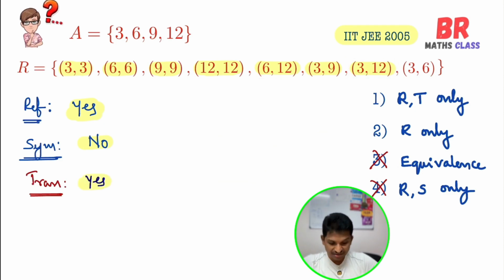So this relation is reflexive and transitive. So which option is the right option? You look here, the first option is the right option. This relation is reflexive and transitive only. I hope you understand this solution.